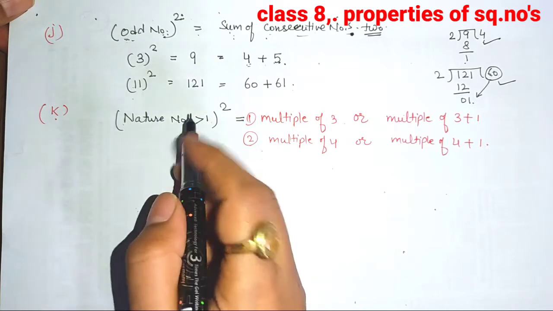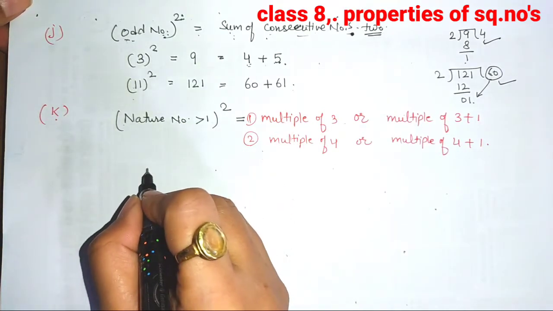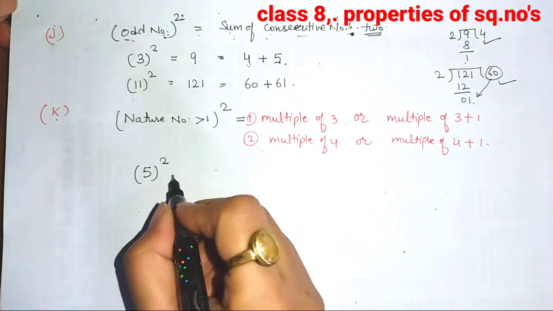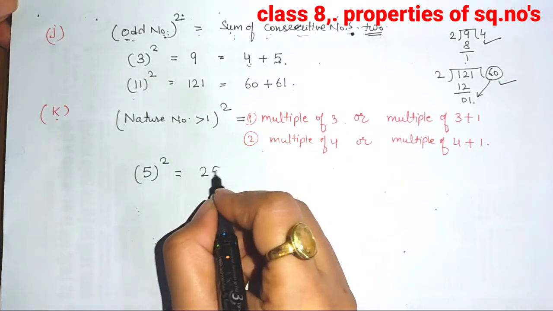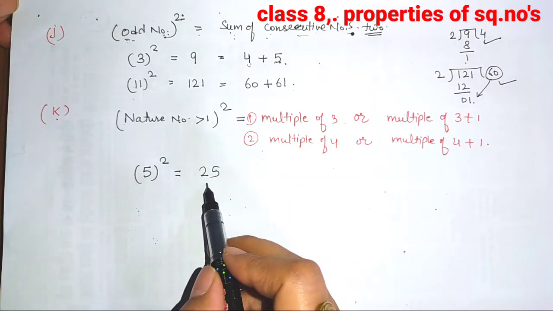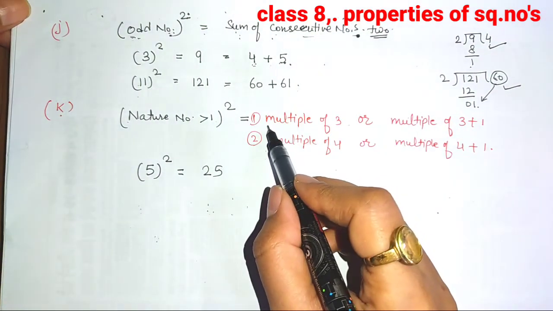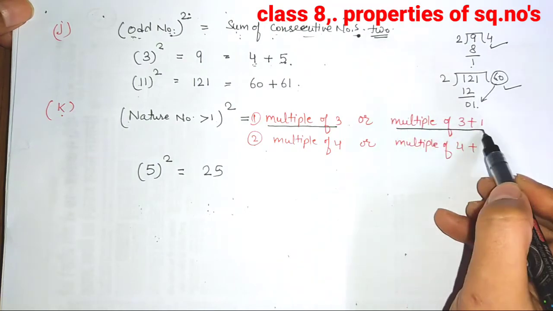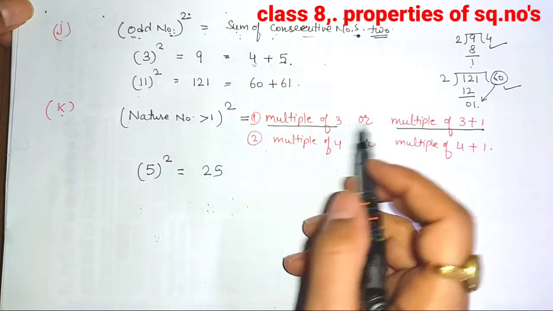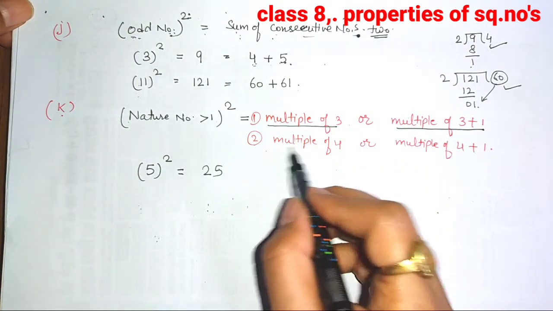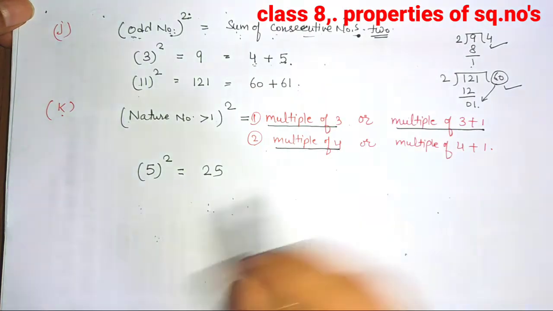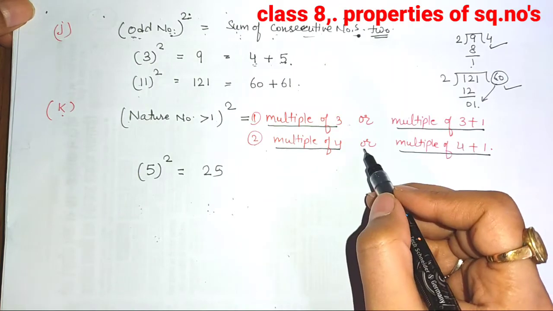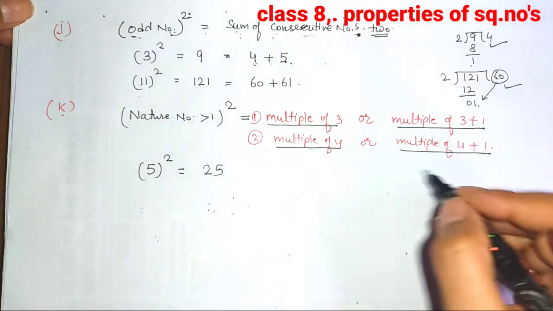Square of any natural number. You can take any natural number. I can take 5 and we square it. Then when we square, you will get 25. This 25 can be expressed in this way: a multiple of 3 or a multiple of 3 plus 1, or a multiple of 4 or a multiple of 4 plus 1. So you have to listen very carefully.